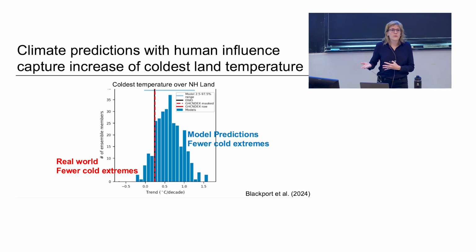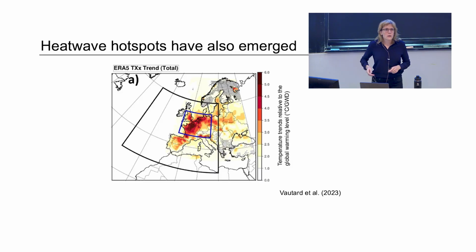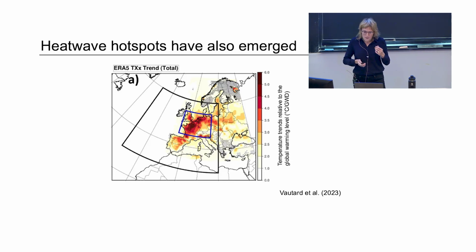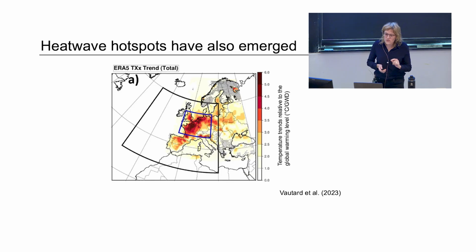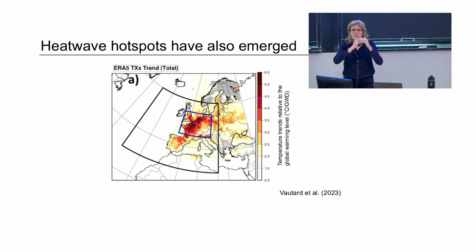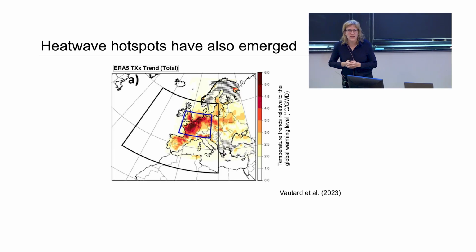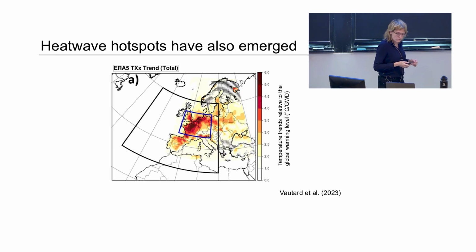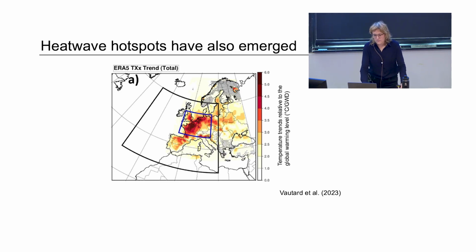Now, we expect the same thing for the hot tail, the warm tail, and we definitely see that as well. In fact, we had a seminar in our department given by Karen McKinnon yesterday who showed us that. But there are regional hotspots that have emerged that don't really follow this, where the whole distribution shifts without any change in the shape. And here's an example of one of them over Europe. And what this contouring is showing is that in the deepest red, between maybe 4 and 6, is the ratio of how much in that region, the maximum temperature has changed relative to the global mean.